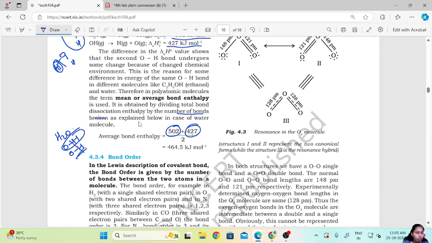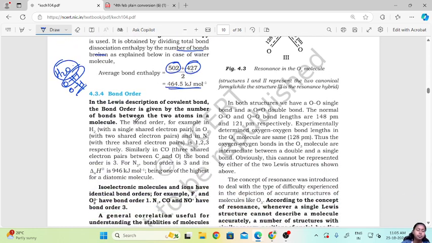Now here we have broken 2 bonds, so divided by 2. Whatever answer you get, that is the average bond enthalpy for the water molecule. Okay, this is how you will find bond enthalpy.